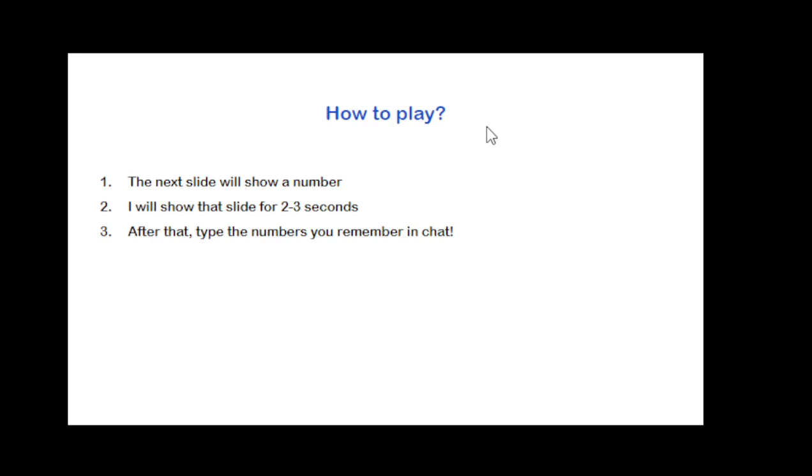Okay, there's nothing right or wrong, winning or losing. You just have to participate. It's a good way to understand this. So I'll show the slide now and try to remember how many numbers you can, and type it in the chat after the slide is changed. This is a number, try to remember it. Okay, now type it in the chat. Whatever numbers you remember, type it.